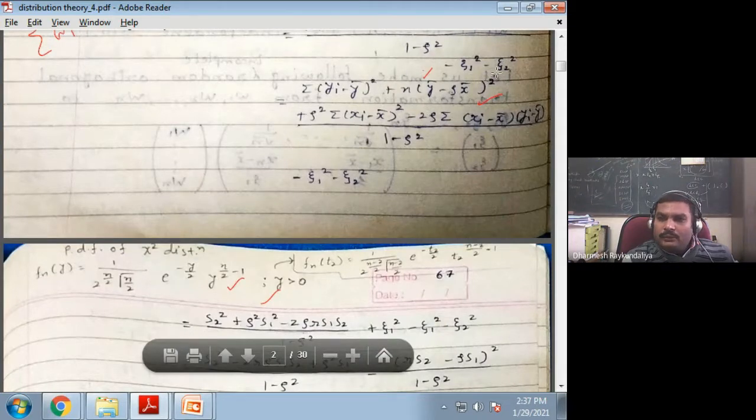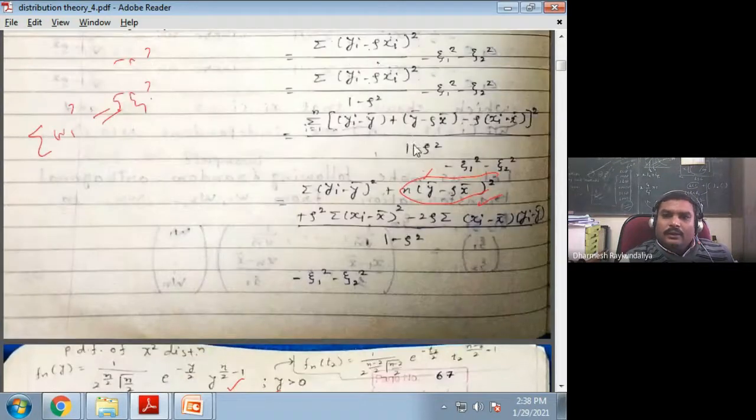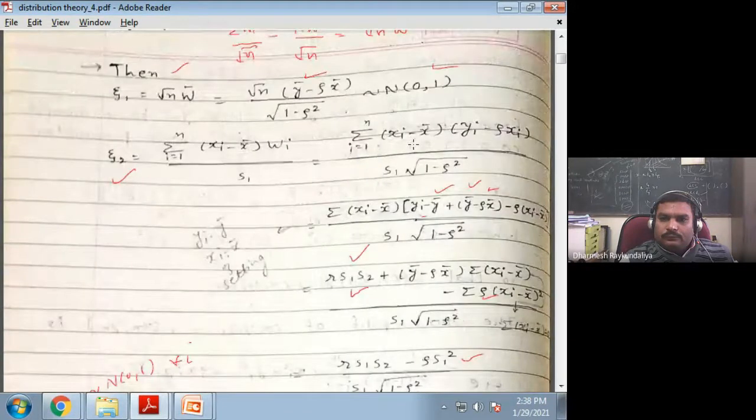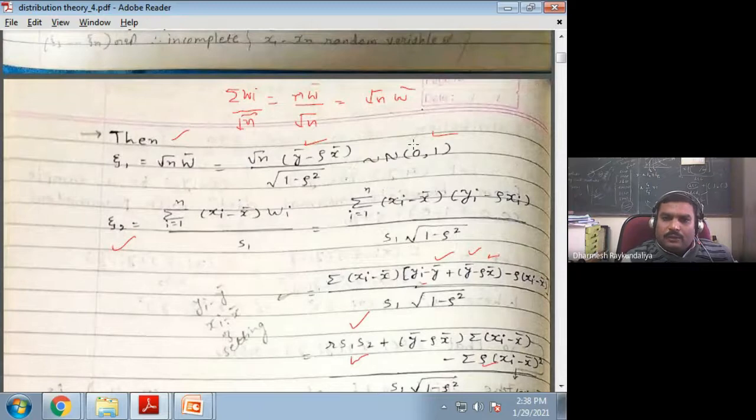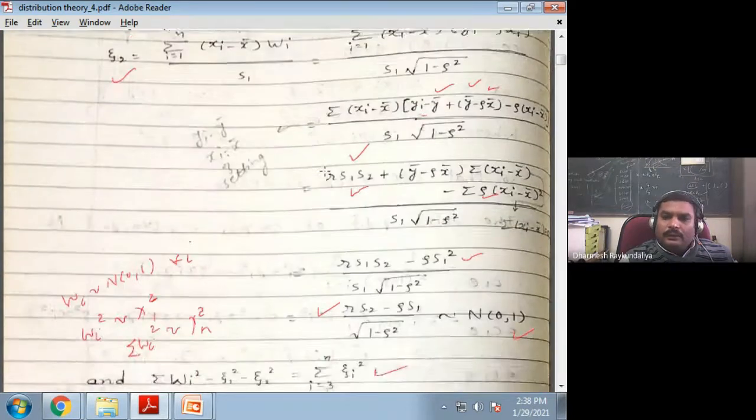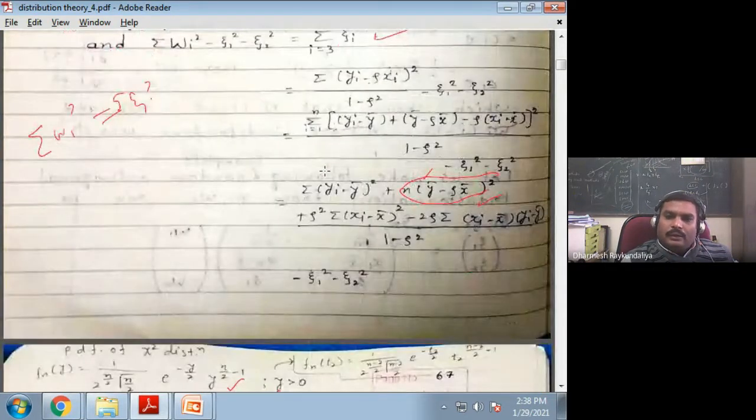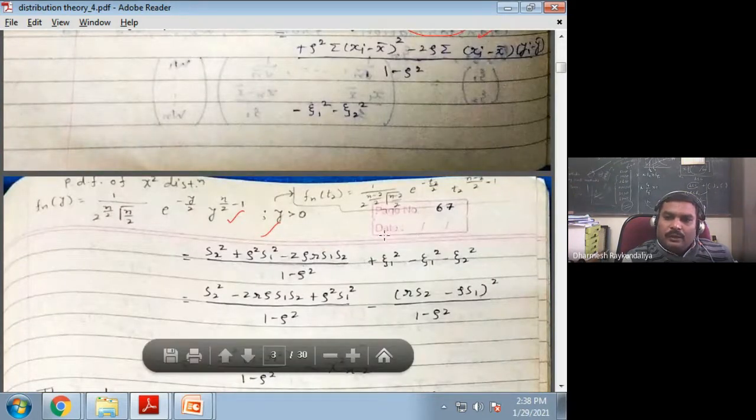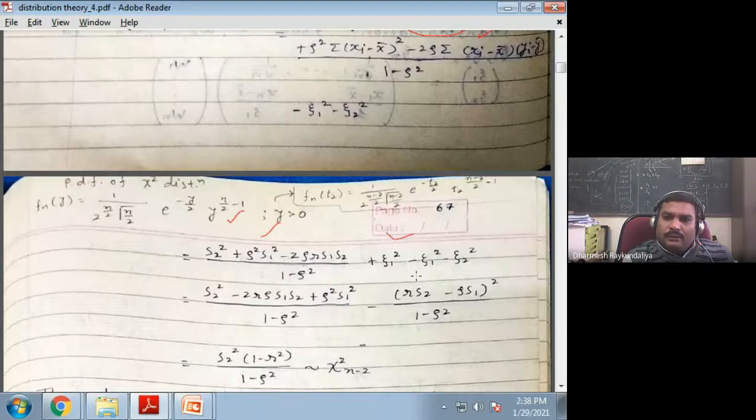And what is this quantity? n times y bar minus rho x bar square upon 1 minus rho square. It is giving, if you take the square of this, what will you get? n y bar minus rho x bar square upon 1 minus rho square. So it is xy1 square. This is how I have written this quantity as xy1 square. I took it separately, and further I have minus xy1 square, xy2 square here.